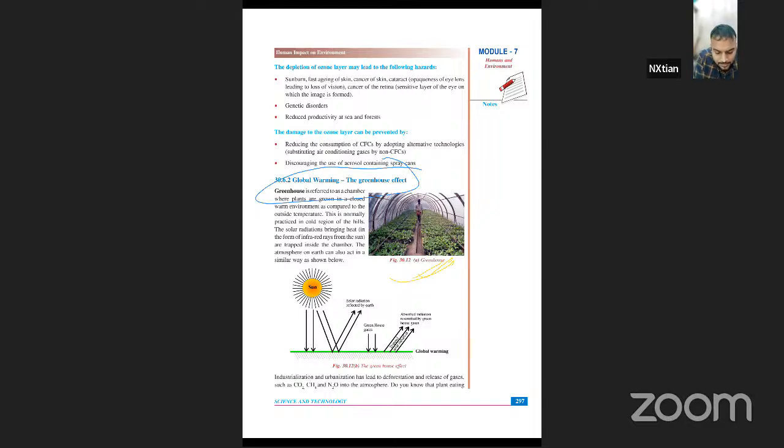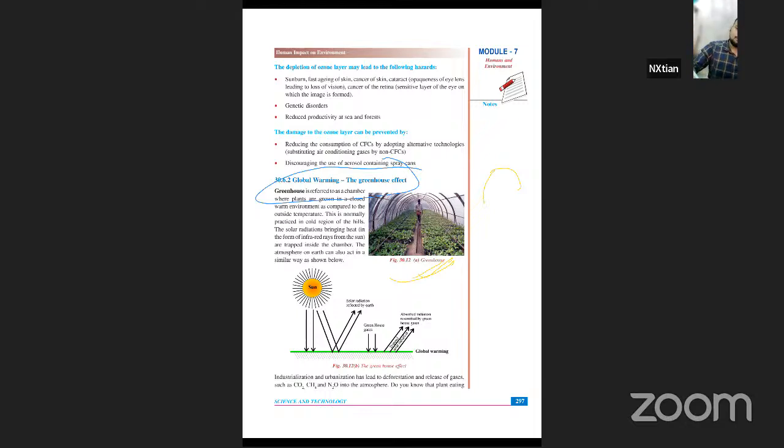You can see that the glass of the greenhouse is made so that the light will come inside, but it will not reflect back outside; it is trapped inside the room. Because of that, the temperature of the room will increase, and if the optimum temperature is there, then plants will grow. This is basically the greenhouse.